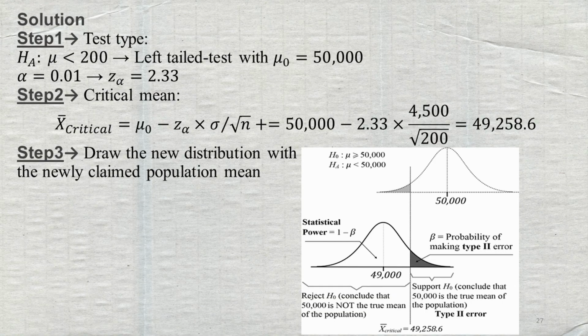Step 1. Find the test type. HA, mu less than 200, then it is a left-tailed test with mu 0 equals 50,000. Alpha equals 0.01, then Z alpha equals 2.33. Step 2. Find the critical mean. X bar critical equals 49,258.6. Step 3. Draw the new distribution with the newly claimed population mean as shown.